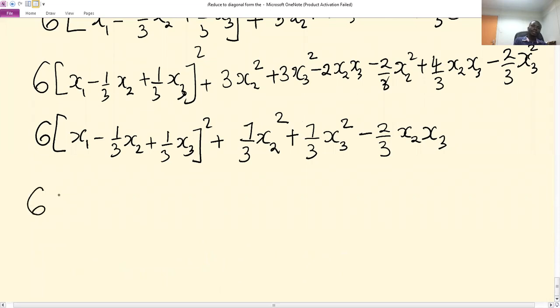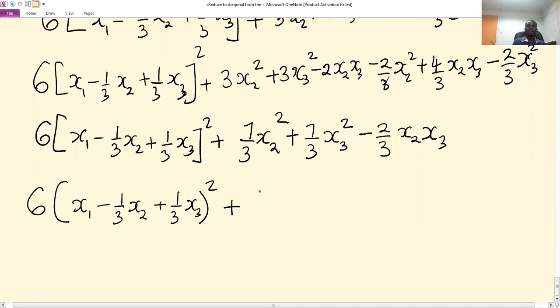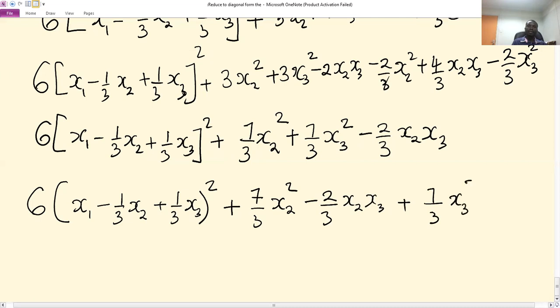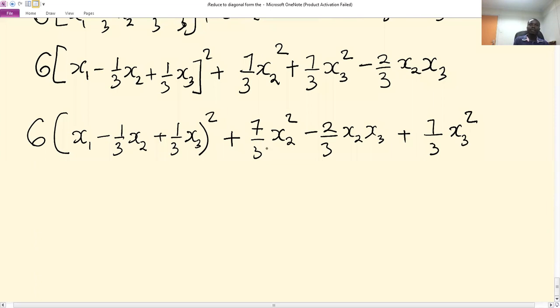So this we can write as 6(x1 minus a third x2 plus a third x3) squared. I can write this one as 7/3 x2 squared. I bring this one minus 2/3 x2 x3 plus 7/3 x3 squared. Now, at this point here, let me complete the square for x2.